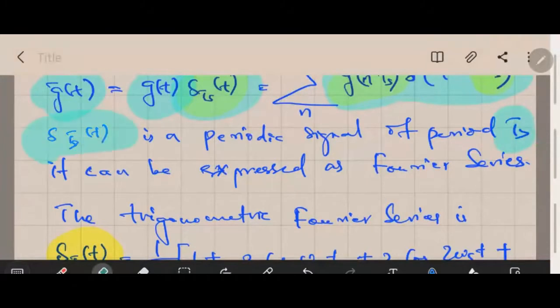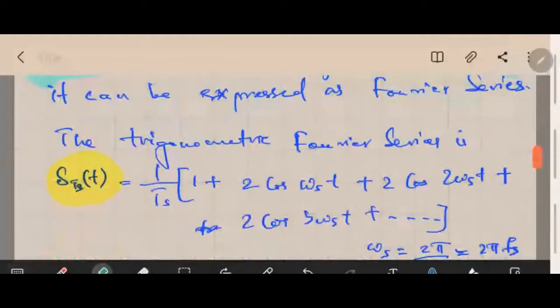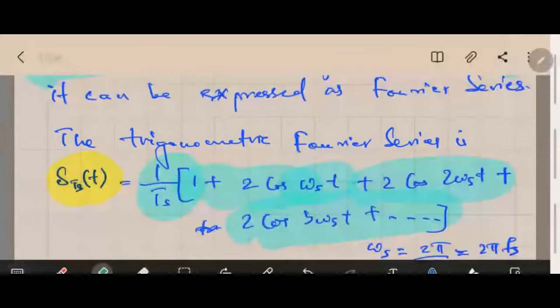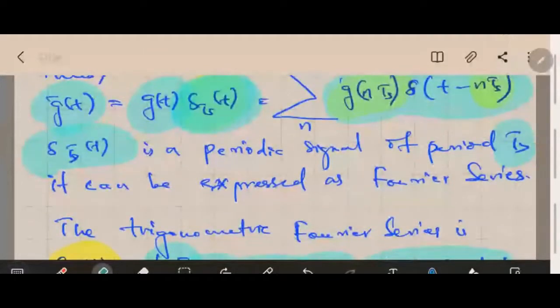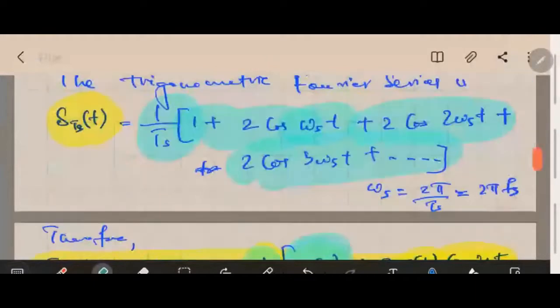We have already seen this. So we have tried to find out the Fourier series of it in order to expand it. The Fourier series is in this form: 1 by Ts times 1 plus 2 cos omega s t plus 2 cos 2 omega s t plus 2 cos 3 omega s t, and so on. Now we replace this delta Ts of t with this Fourier series. Once we replace it, we get this equation.